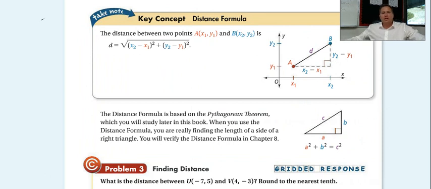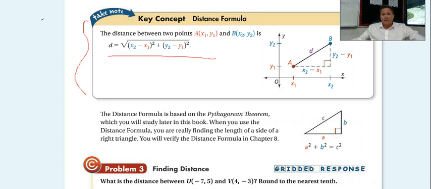Alright, last definition that we're going to write down is the distance formula. So make sure we have everything in that box written down. An important formula for us to know. The distance formula is the square root of x2 minus x1 squared plus y2 minus y1 squared. So we're going to need to make sure that we memorize that formula.